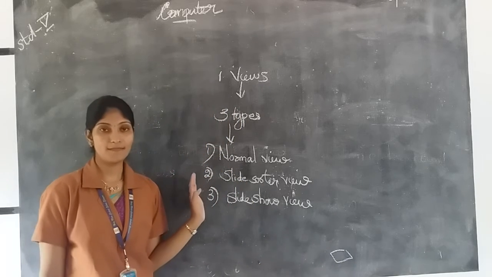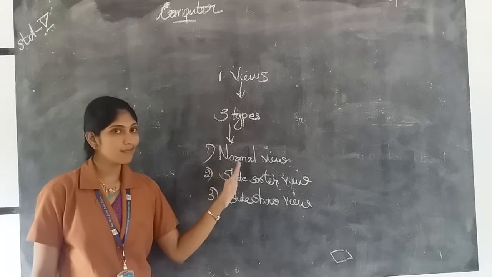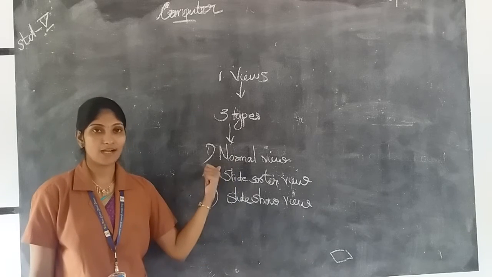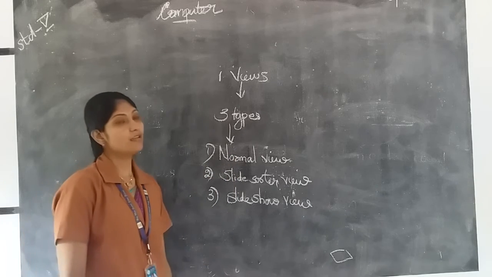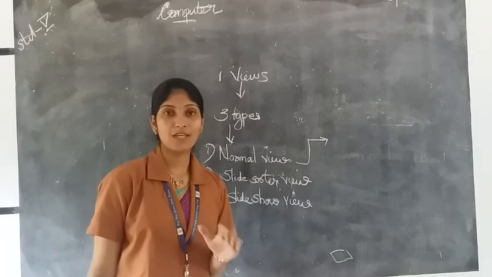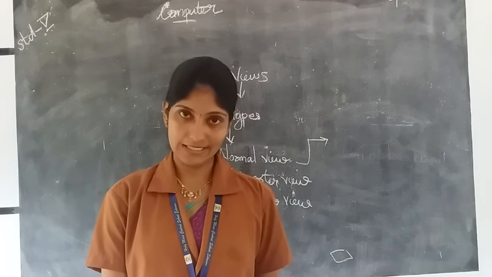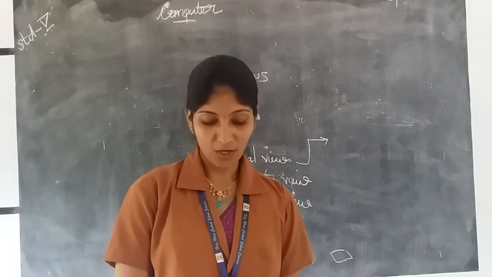At the bottom side of the window. So how many views? 3 views. So one by one we can discuss. Let's start with the first one. What is that? Normal view. So normal view means when we open the slide, it contains all the contents on it. That is the normal view.